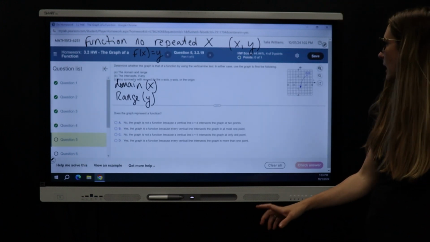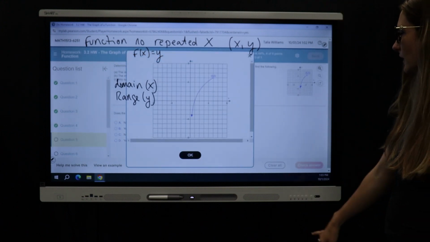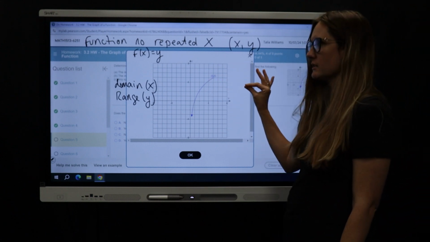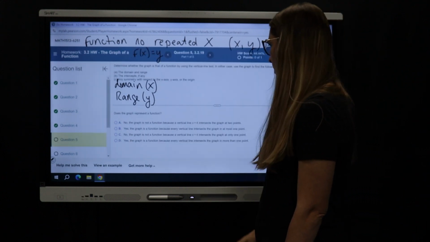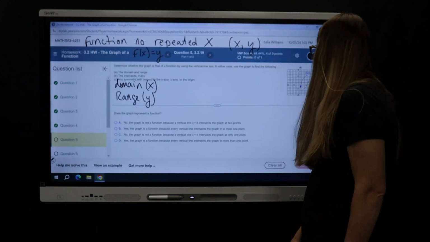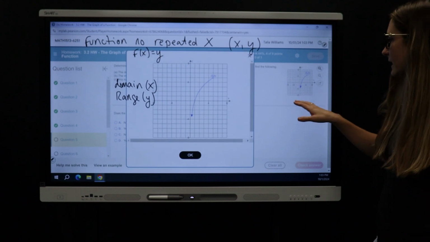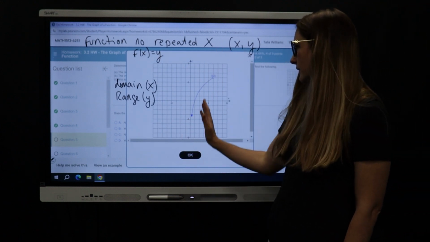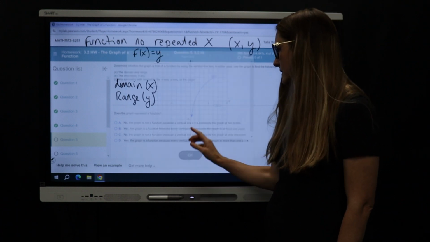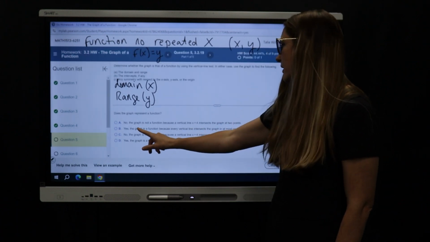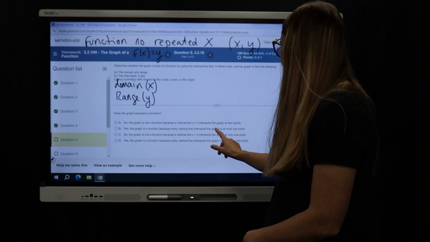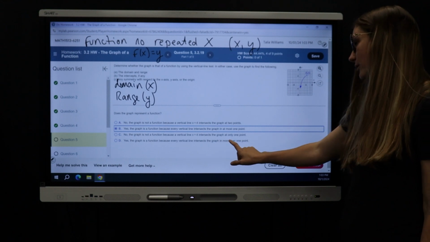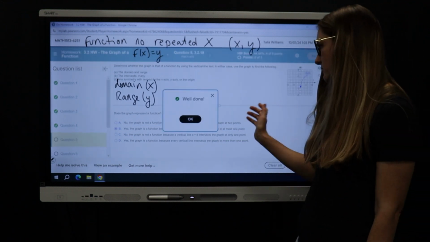And again, this one has this open dot. This open dot is where we would use a parenthesis instead of a bracket for interval notation. So is this graph a function? It's getting closer and closer, but it's never going to touch it. So if I drew a vertical line, this is a function. So yes, the graph is a function because every vertical line intersects at most one point. The other option is more than one point. If it's more than one point, that's not a function.